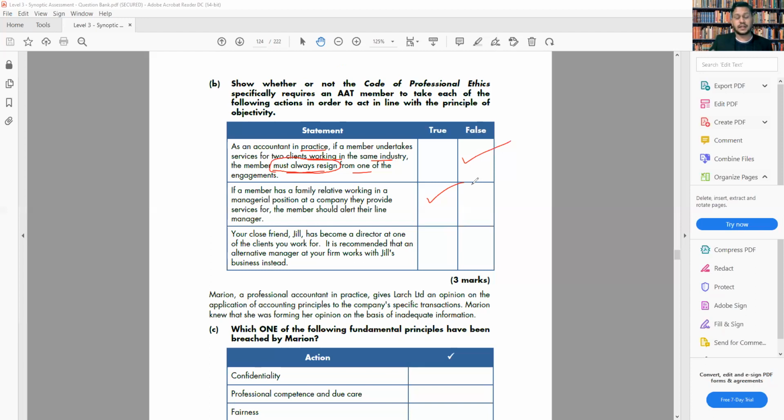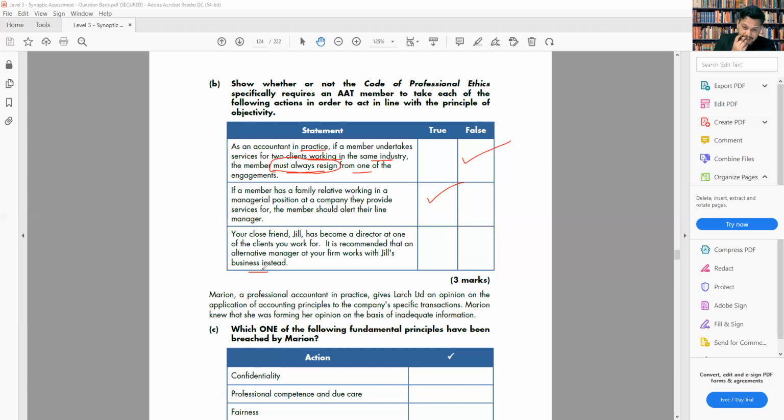Otherwise, it's possible that when the people are too close, maybe you give some favor that you're not supposed to give. All right, the next one we have: your close friend Jill has become a director at one of the clients you work for. It is recommended that an alternative manager at your firm work with Jill's business instead.